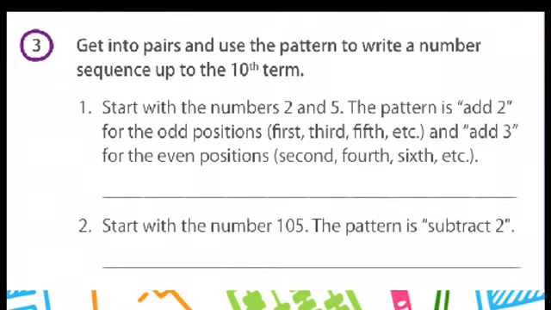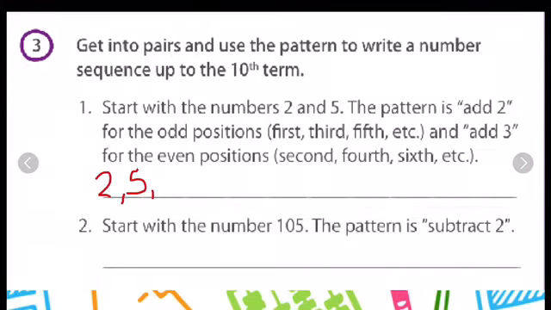Okay, guys, so now that you're done doing this exercise, I hope that you answered correctly. I will help you with the first exercise from exercise number 3. Let's see if you did it correctly according to what I have done. It says use the pattern to write a number sequence up to the 10th term. So that means all the way to the 10th position. Number 1 says start with the numbers 2 and 5.